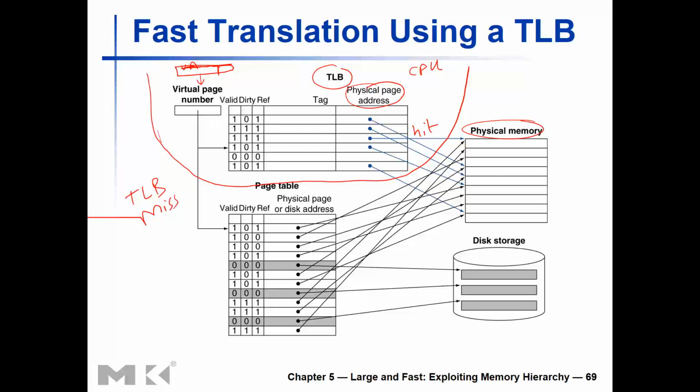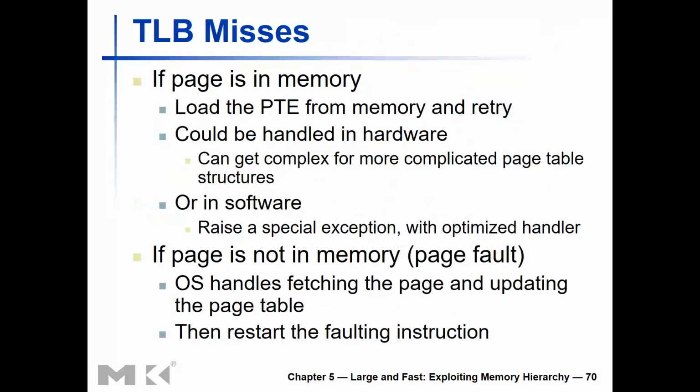In the case of a TLB miss, I need to bring the entry from the page table to the TLB, because the entry is for sure in the page table in memory, and I don't have it. If we miss on the TLB, meaning I don't see the entry, we have one of two cases. Let's talk about case number one. I have a TLB miss, and the page is in the memory. In this case, I will load the page table entry from the memory to the TLB.